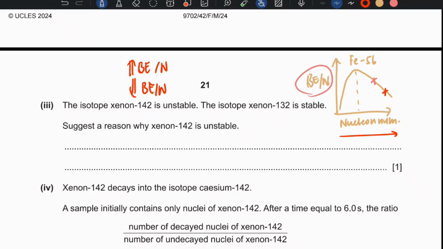But unfortunately, the answer scheme didn't mention anything about binding energy per nucleon. They talked about neutrons. But speaking of binding energy per nucleon, this explanation is not wrong. It's also another way to explain the stability of the nucleus. Just that for this particular variant, the answer scheme wrote a different answer where they talk about neutrons.